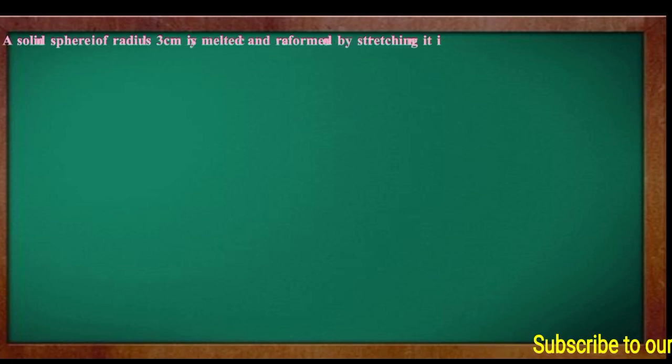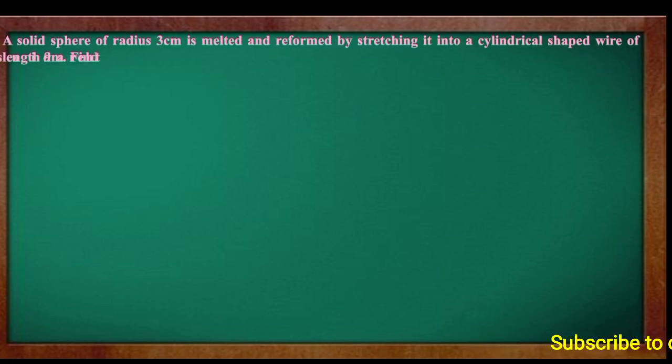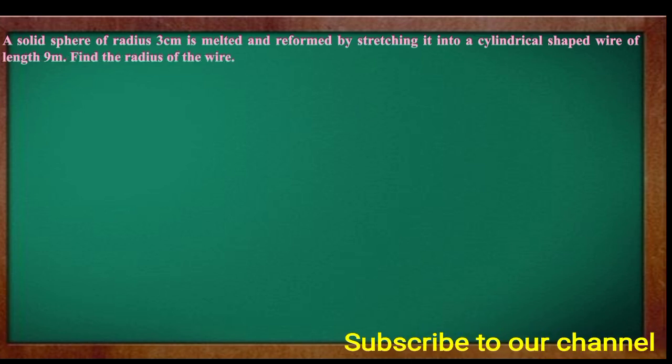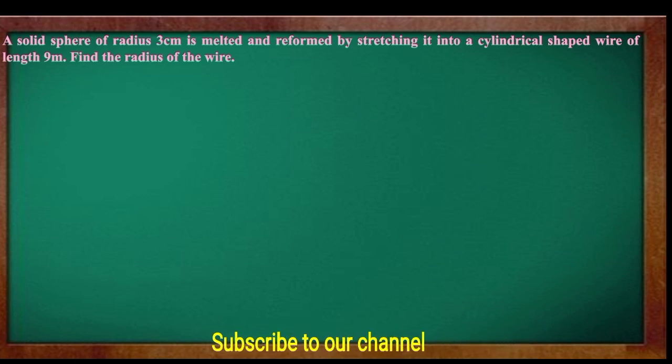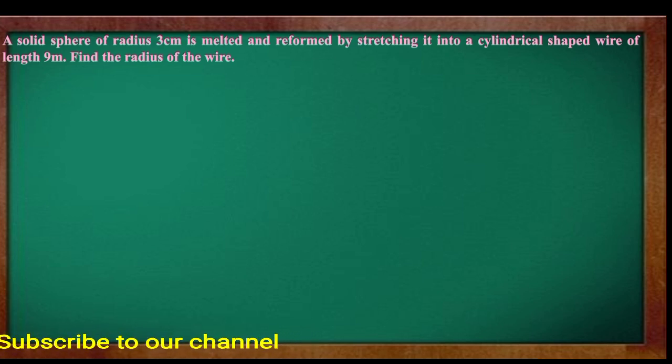Next, it contains our questions. A solid sphere of radius 3 cm is melted and reformed by stretching it into a cylindrical wire of 9 meter length. Find the radius of the wire. Solution.